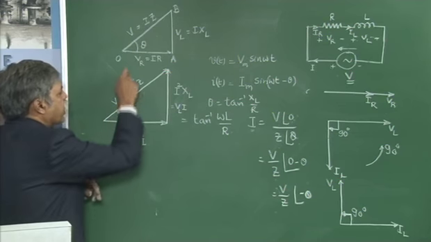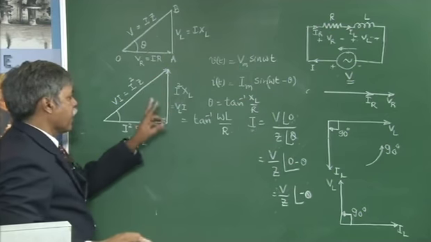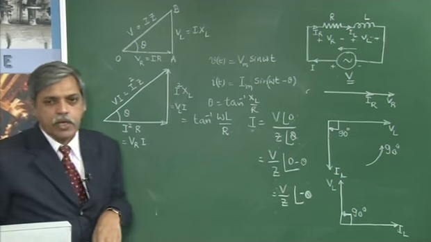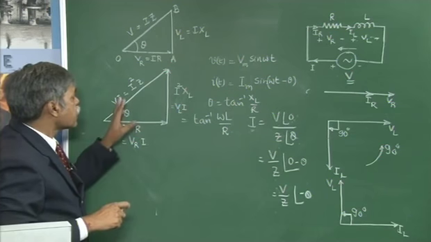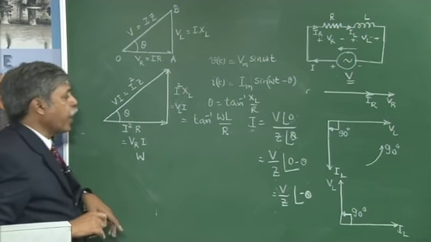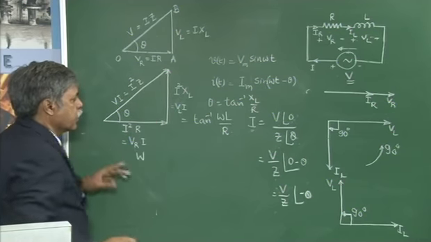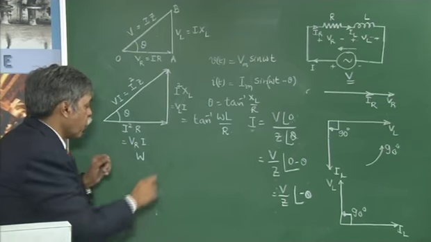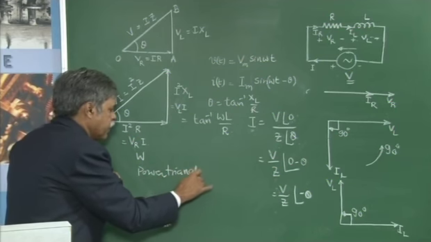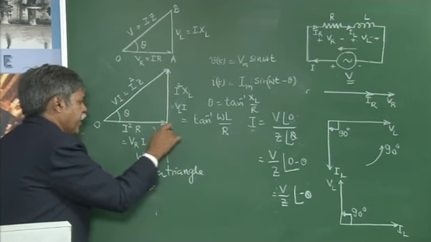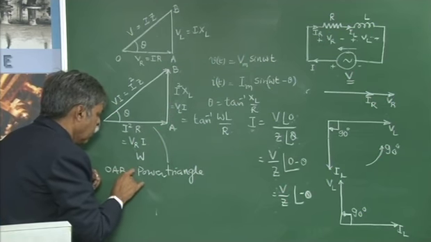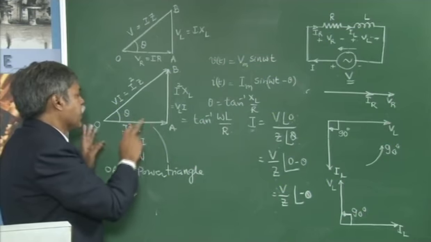See now, since all the three sides of the triangle are multiplied by the same parameter, only the sides will increase, but the angle will remain theta. There won't be any change in the angle. Now this triangle, because I square R has a dimension of watt, each side represents the power in the respective components. Therefore, I call this triangle the power triangle. This triangle, again I can write it as OAB here. So I have given you three triangles with the same letter representation OAB.